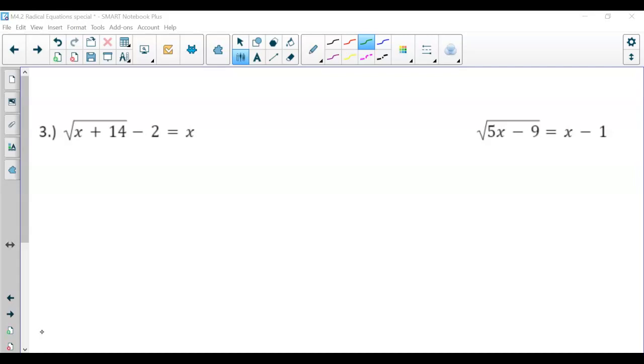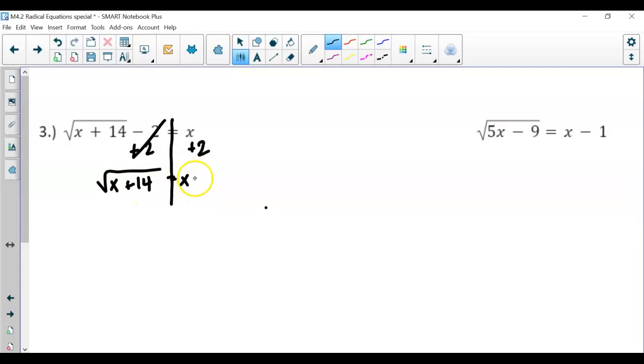So now for example 3. Notice how is our radical by itself? No. We are subtracting 2 from it. So we do need to add 2, right? Get the radical by itself. So we're going to first add 2. So now I've got radical x plus 14 is now equal to x plus 2. So now that our radical is by itself, we are going to go ahead now and square both sides.